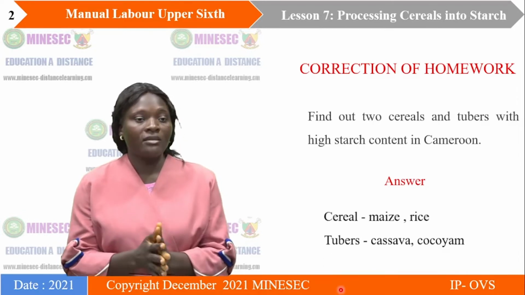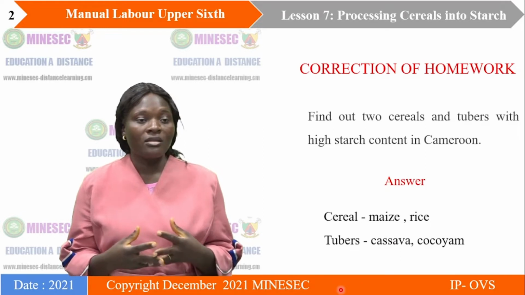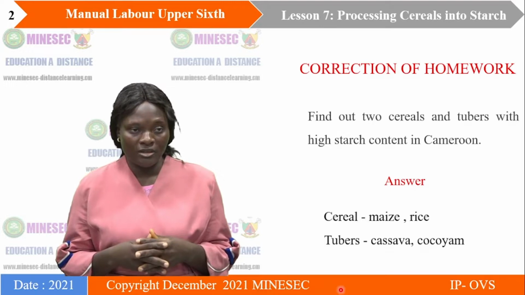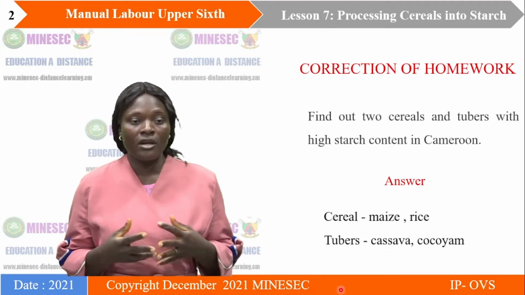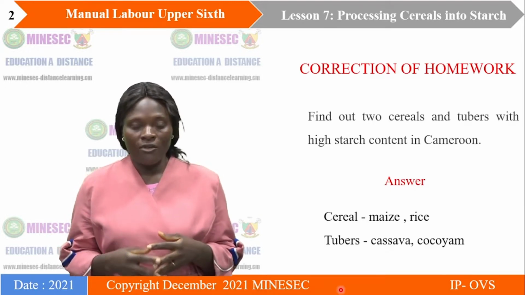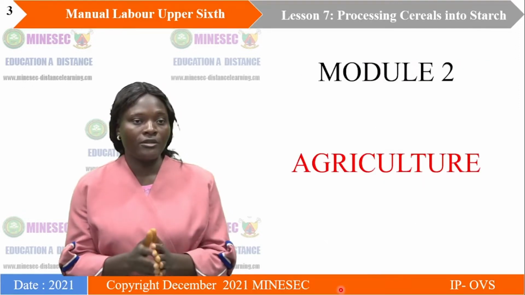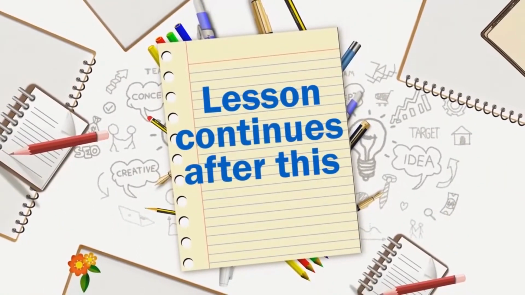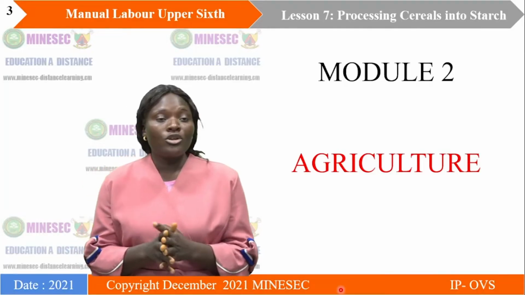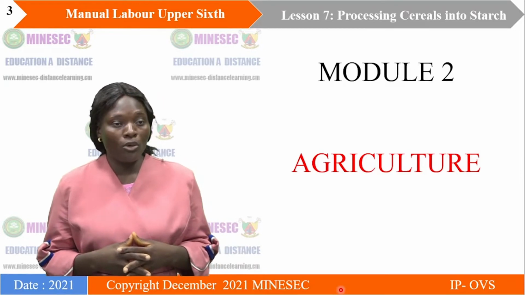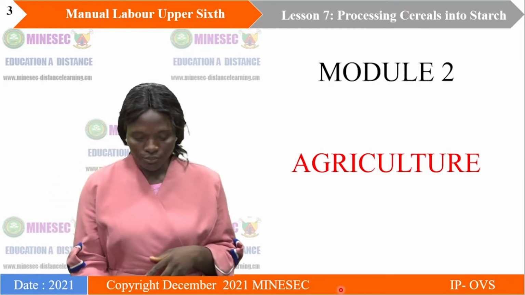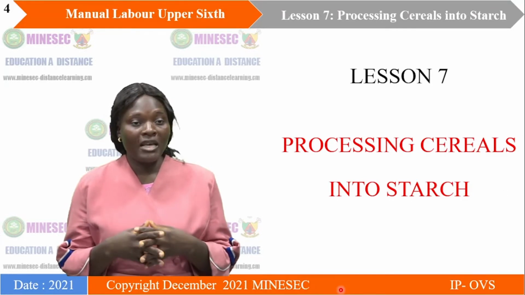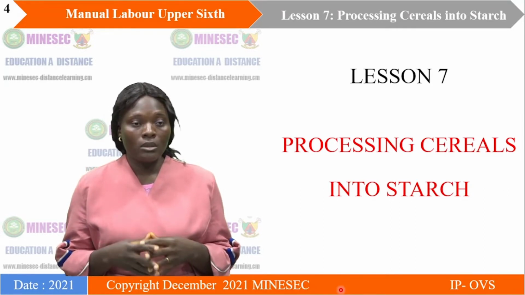If you did that, you must have realized cereals like maize and rice have very high starch content. You have tubers like cassava and cocoyam, which have very high starch content. We continue with module 2 of our program, which is agriculture. We are on lesson 7, which is processing cereals into starch.